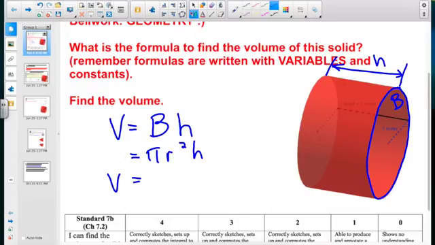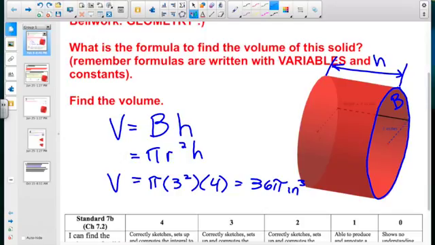36. Okay, Tyler says 36 pi, right? The radius is 3, we're going to square that, and the height is 4. So we have 36 pi units. Can you see them? They're harder to see on the display. Inches. I'm not sure how easy they are to see on the PDF. Okay, so 36 pi inches cubed.